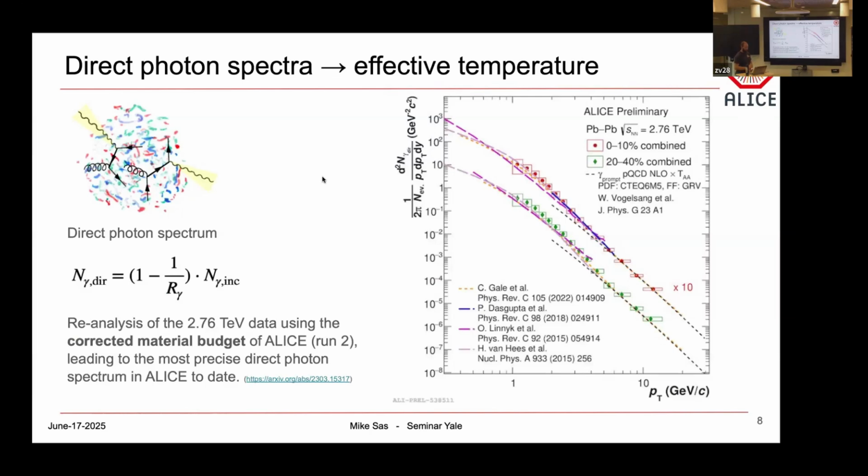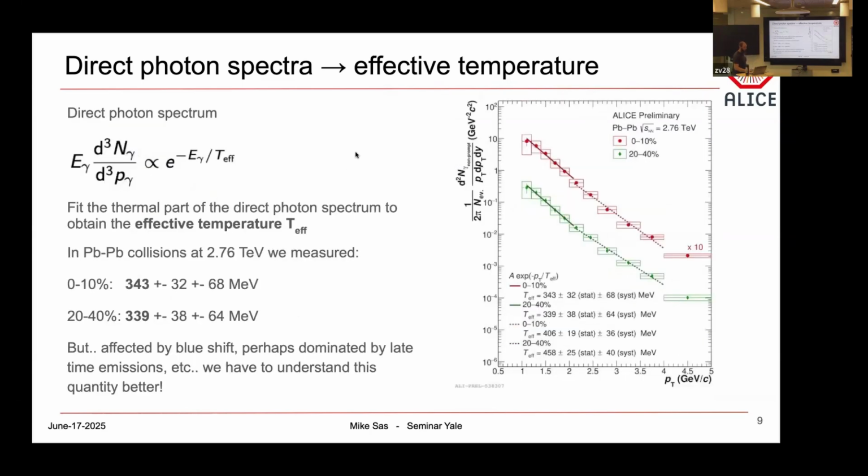So now for real photons, so direct photon spectra, you have the main result here on the right, which is a reanalysis of the Run 1 data. So this is at 2.76 TeV. And it uses this new corrected material budget, where we more precisely know the material budget of the detector and can reduce the uncertainties. And how we then obtain the direct photon spectrum is via a measurement of this direct photon excess. We know the number of inclusive photons, so all the photons, and then there's a bit of a mathematical trick, and you get this spectra.